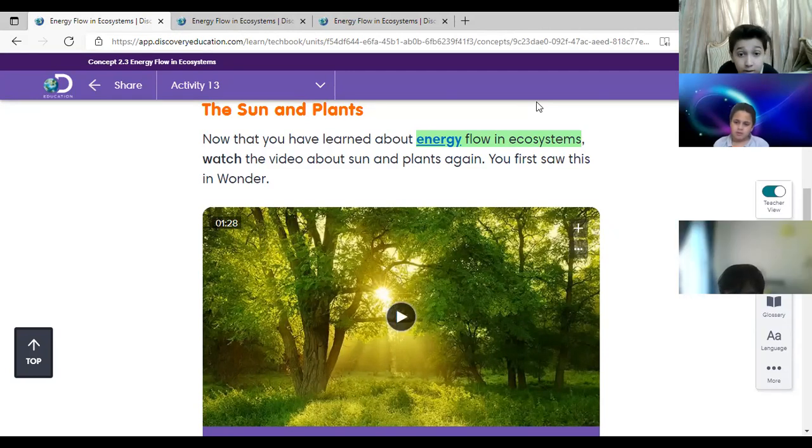How the energy flows in ecosystems: the plant absorbs sunlight, then the rabbit or deer or rat eats plants, then wolves or snakes eat them. Excellent, thank you.